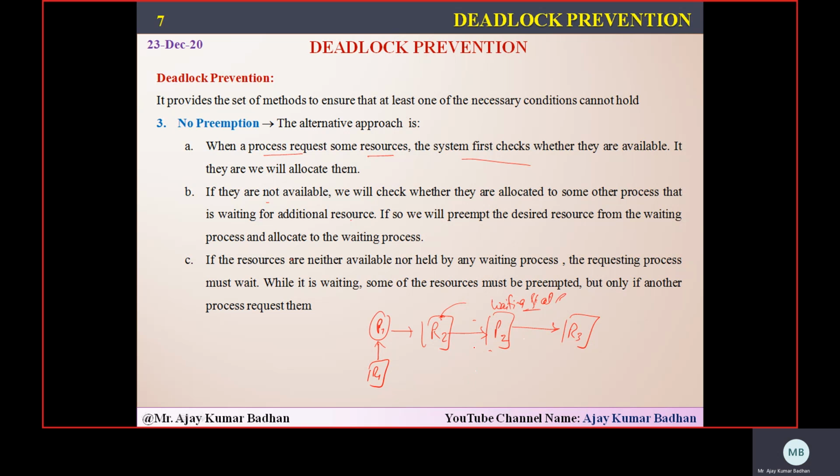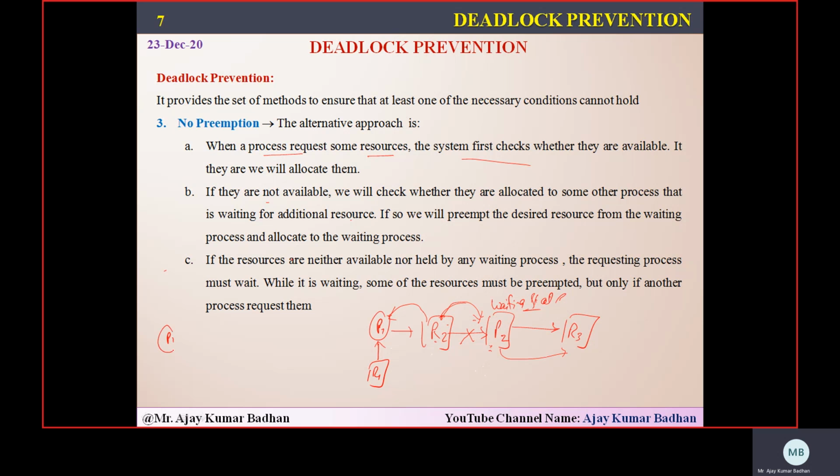So P1 has requested R2, and R2 is not available. Now we will see which process is using R2. P2. Is he using it, or is he waiting for some other resource? Now P2 is waiting for some other resource. We'll simply preempt this resource from P2 and allocate it to that particular process, P1. I hope you got it. You're getting my point.